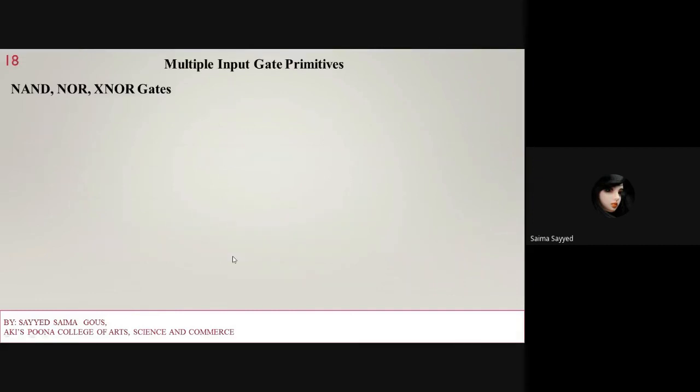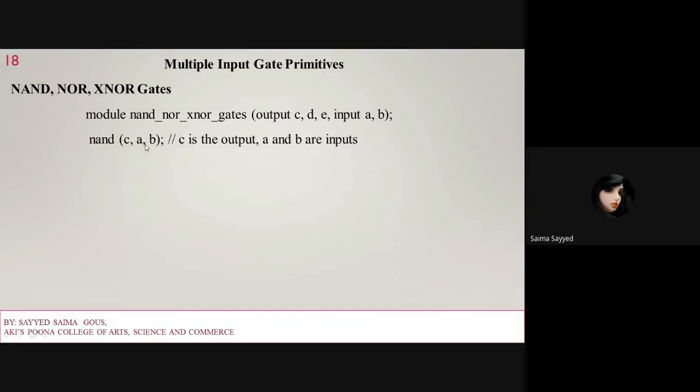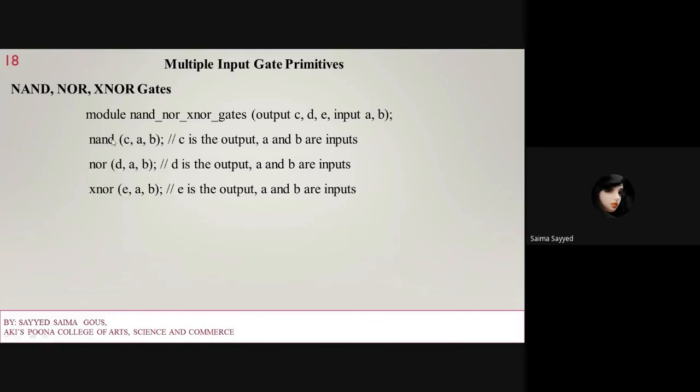Next, NAND, NOR, and XNOR gates. They can have multiple inputs. So in a similar manner we can write, we just have to write the keywords of that particular gate. So here NAND gate, NOR gate, XNOR gate. Here again C, D, E, these three are outputs and A, B are inputs. So nand, A, B: now the NANDing of A and B will be stored in C. Here C is output, A, B is input, then nor, xnor. In a similar manner we have defined the different gates. These are the keywords xnor, nor, and nand, and end with endmodule.